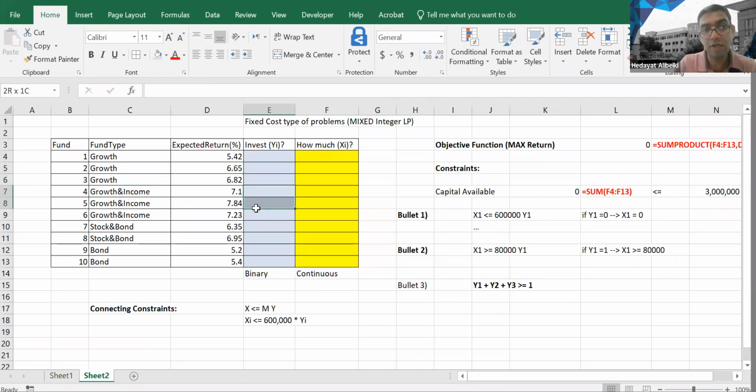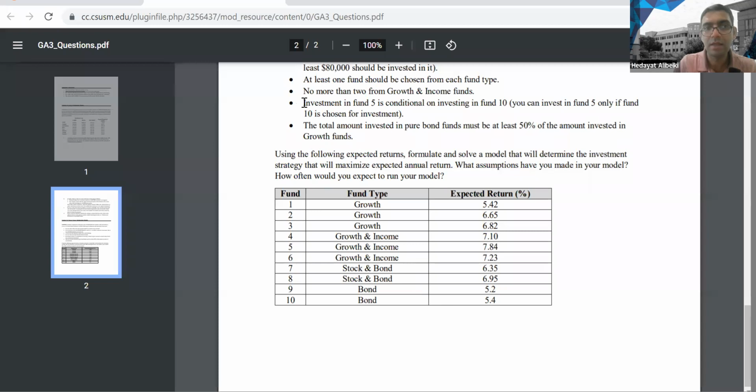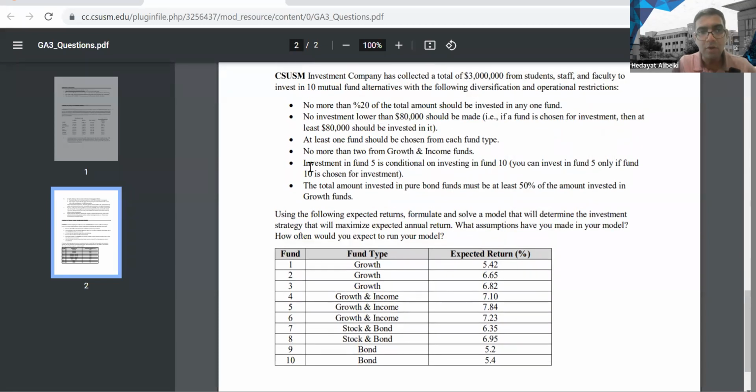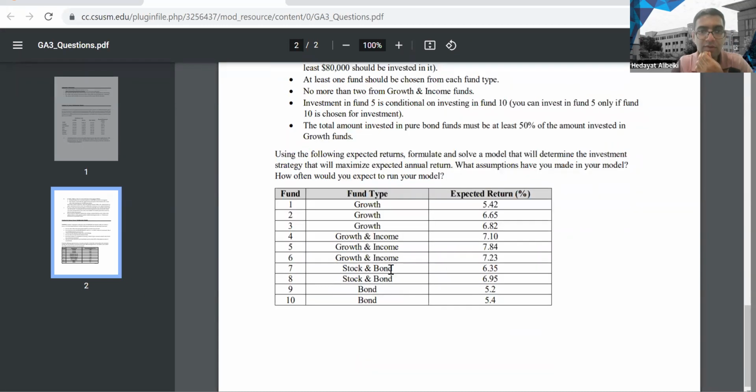Between growth and income, y4, y5, y6, greater than or equal to 1. y7 and y8, greater than or equal to 1. y9 plus y10, greater than or equal to 1. Next bullet, no more than two from growth and income funds. Growth and income funds, there are 3 of them. You want to only invest in 2 of them. How do we write this one?